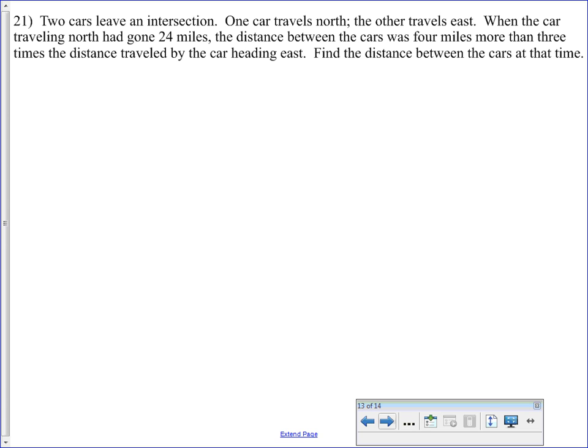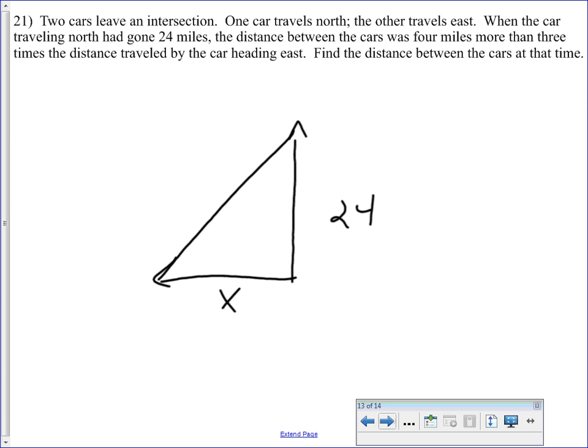All right, well, let's draw a picture. One car heads north. It's gone 24 miles. Then another car goes east, and we don't know how far that goes, so that's x. But this forms a right triangle, and we know from the Pythagorean theorem a squared plus b squared equals c squared. So the distance between the cars was 4 miles more than 3 times the distance traveled by the car heading east. So this one is 3x plus 4.